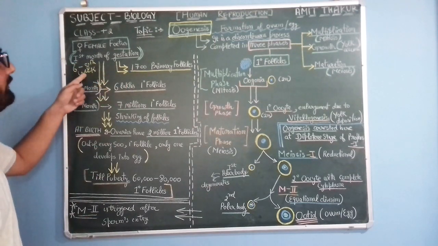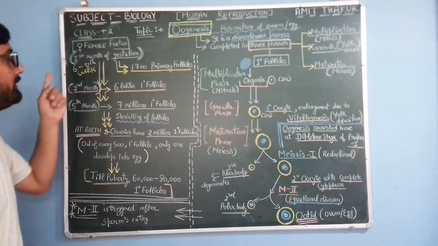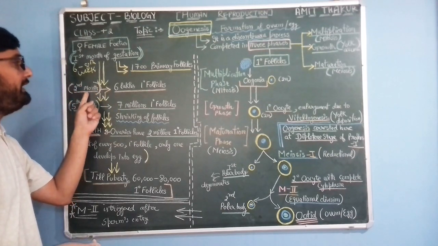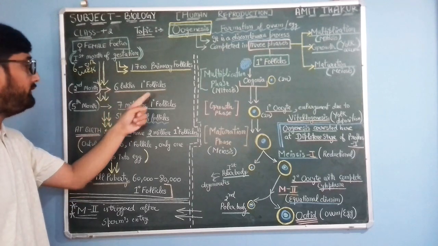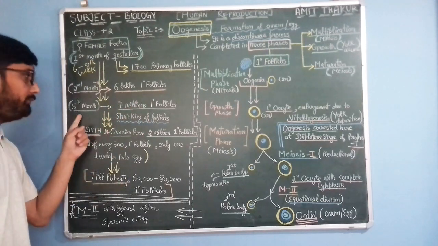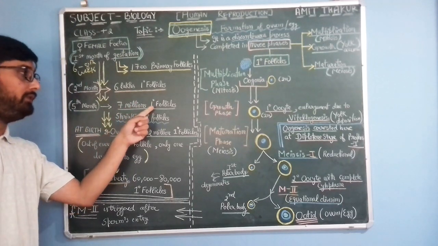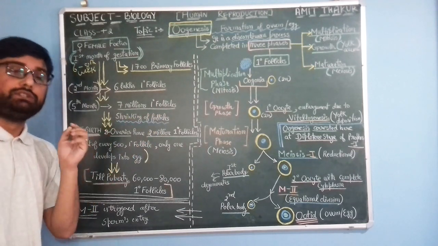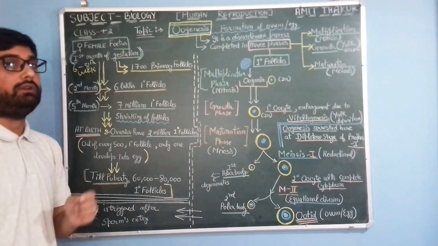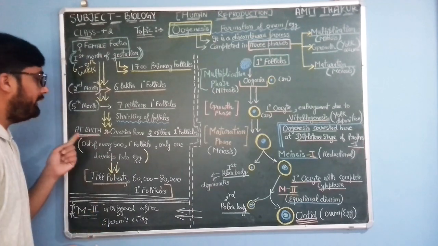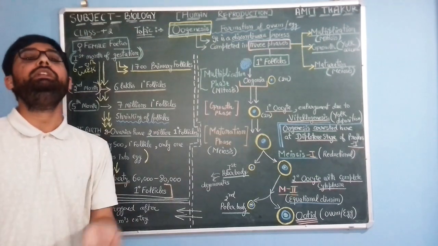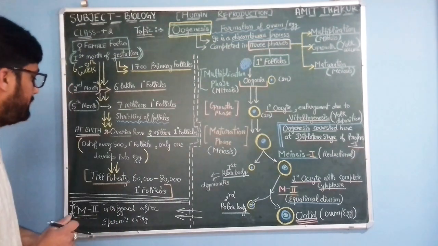1700 in the first 45 days, 6 lakh primary follicles in the first 60 to 80 days, in the 5th month 7 million primary follicles, and after the 5th month, what would happen? Shrinking of primary follicles, or they start degenerating. So at the time of birth, the ovaries have around 2 million primary follicles.